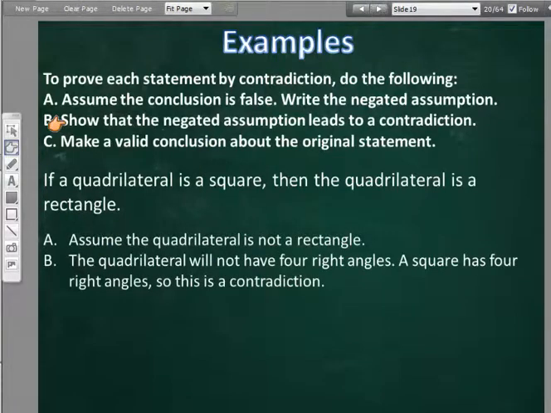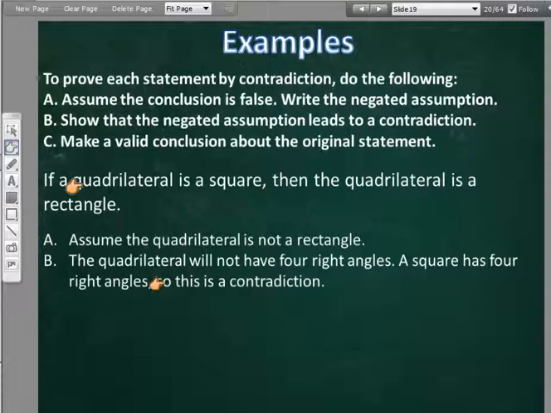Part B says, show the negated assumption leads to a contradiction. The quadrilateral will not have four right angles. Right? If it's not a rectangle, then it's not going to have four right angles. A square has four right angles. Okay, you recall that? So this is a contradiction.